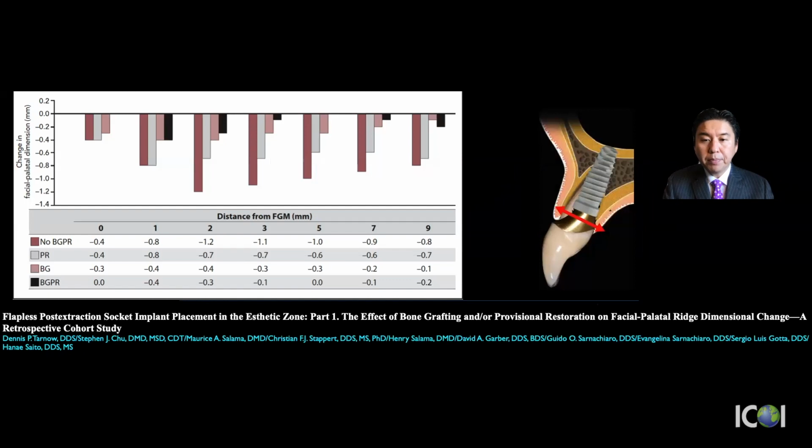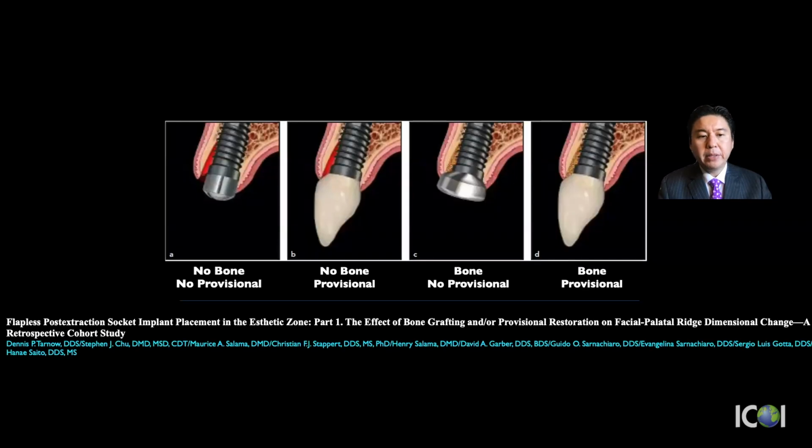And when you put the implant, and between the implant and the buccal bone you don't put any bone graft, no bone graft and no provisional, you're going to have minus 0.5, 0.4 to 0.3 millimeter of gingival margin change. My mentor Dennis Tarnow and his group made a classification.